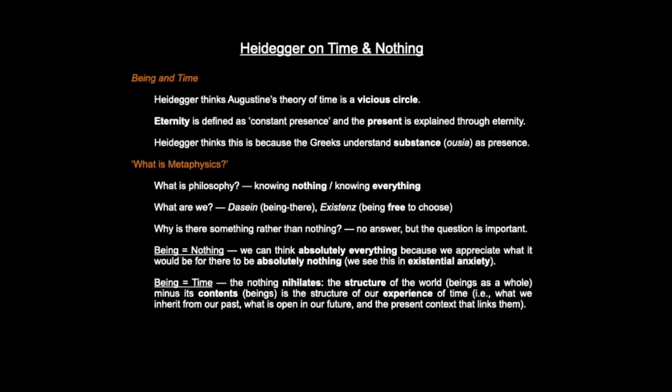The first thing I want to do is mention something about Heidegger that's not contained in the reading I set. Heidegger, in his famous book, Being and Time, Sein und Zeit, basically puts forward a criticism of the Greek conception of substance that I was talking about, ousia. And he says that essentially the Greeks always understood ousia in terms of the present.